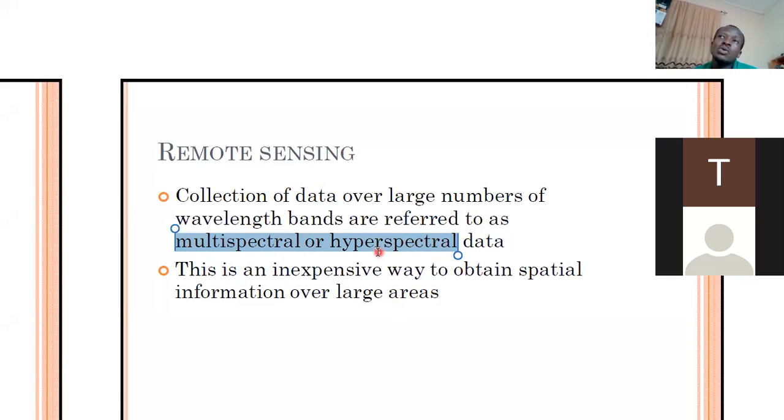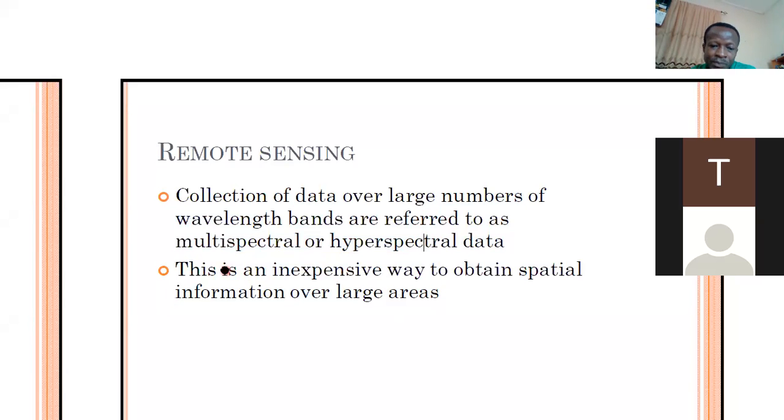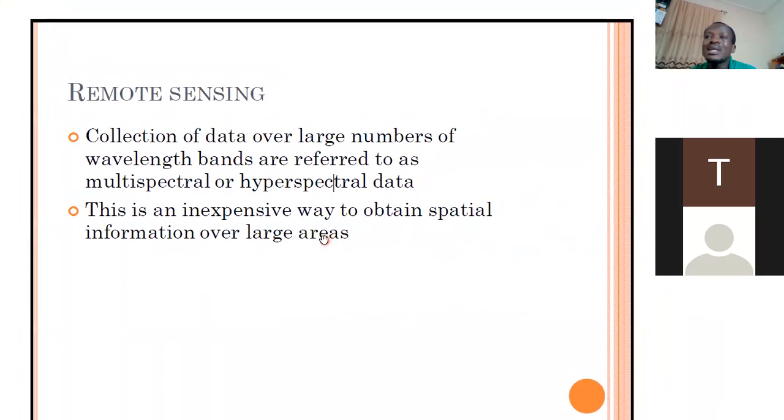So apart from just recording the data into the sensor, the rest is analysis, being able to analyze the satellite data or imagery. It's an inexpensive way to obtain spatial information over a very large area. Because if you use remote sensing, you can map the whole of Ghana very easily. But if you send surveyors out there to go and map, trust me, by 2051 they still would not have finished with Accra.